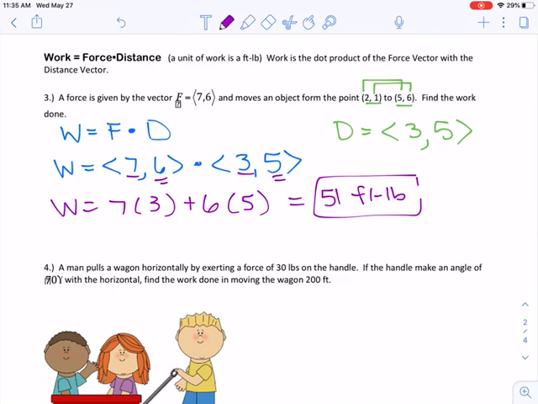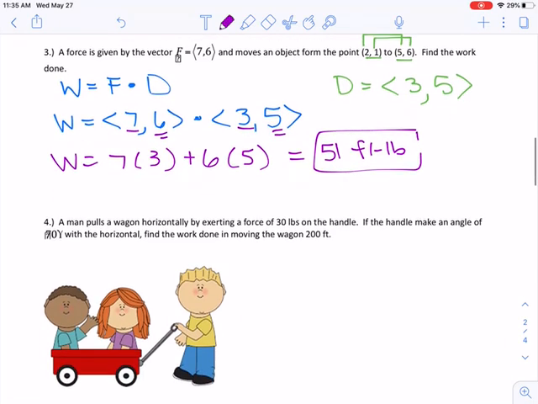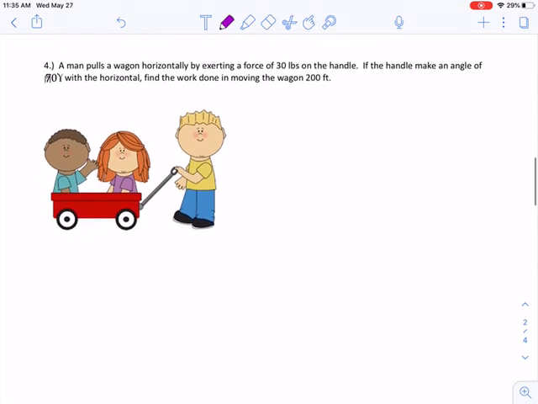Now let's take a look at number 4, our last problem. It says a man pulls a wagon horizontally by exerting a force of 30 pounds on the handle. If the handle makes an angle of 70 degrees with the horizontal, so let's put that 70-degree angle there with the horizontal, find the work done in moving the wagon 200 feet.